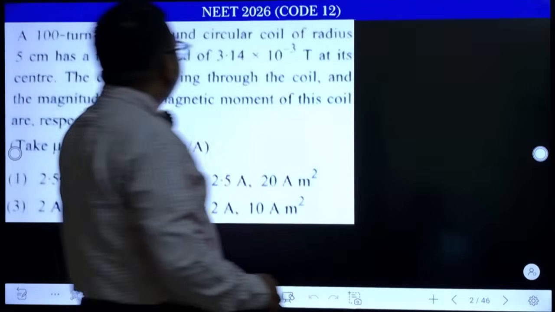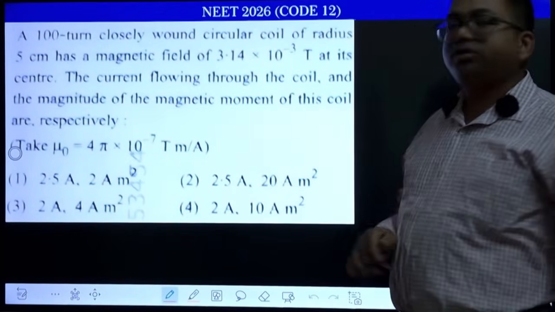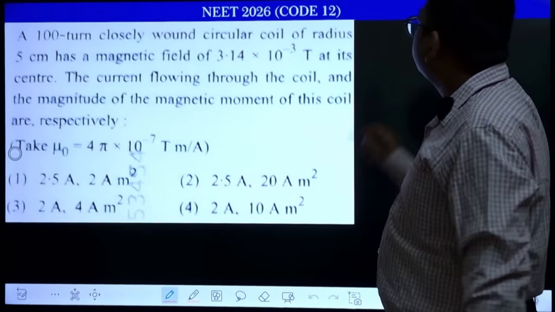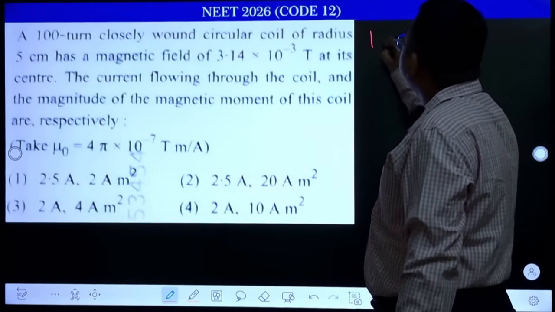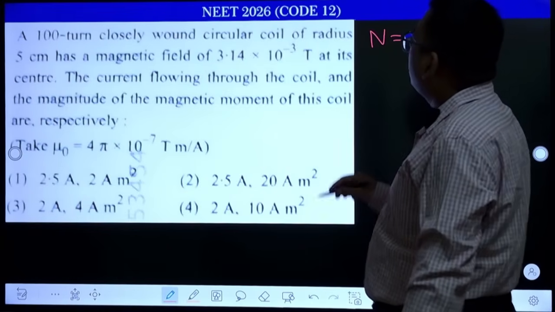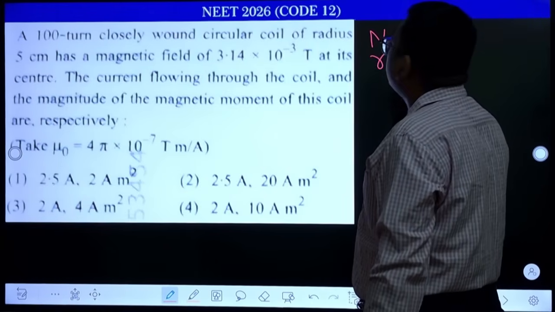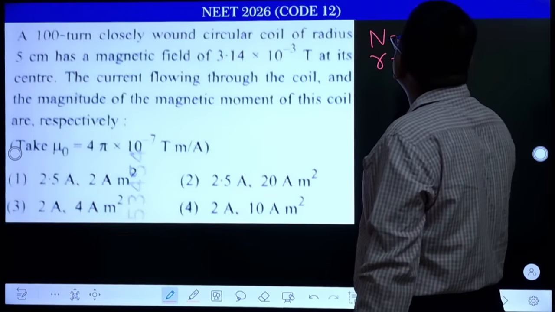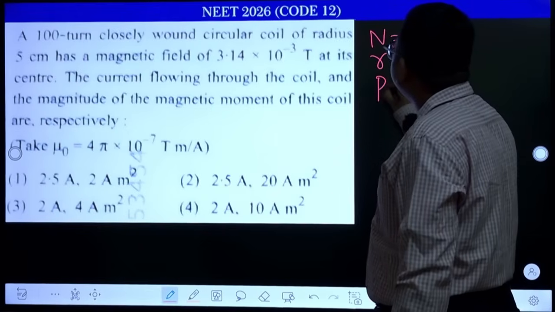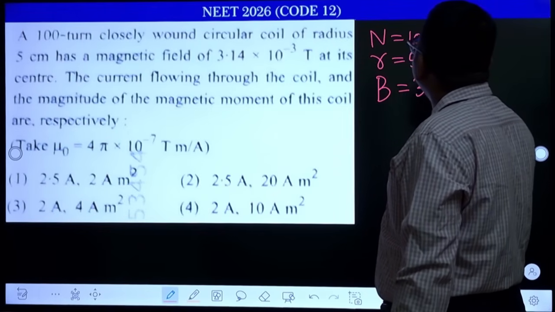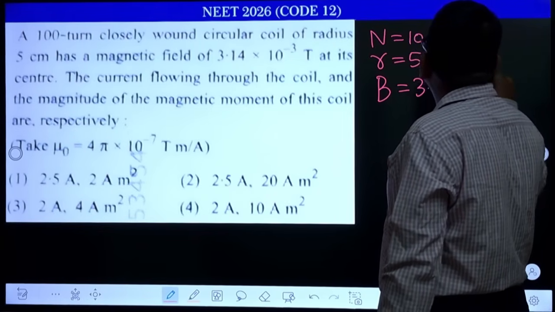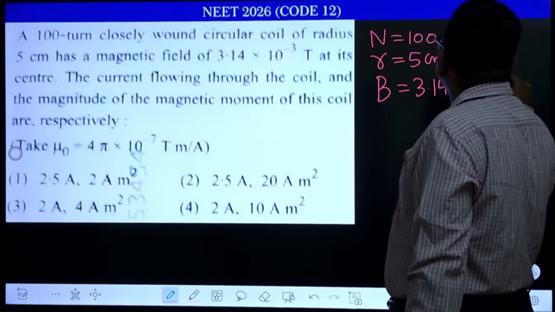So a 100-turn closely wound circular coil of radius. So there is a coil of radius, right? Radius is given, number of turns are given. What are given? Let us write it. Number of turns are 100. Okay, and the radius of this coil is 5 centimeters. Okay, magnetic field is also given. Magnetic field is given as 3.14 into 10 to the power minus 3 Tesla.